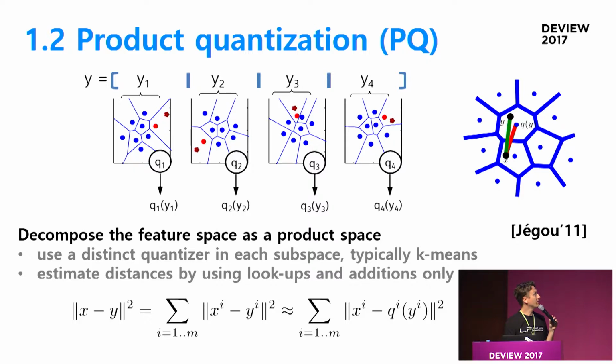So for instance, if I have 256 centroids, I can encode the subvector on 8 bits. And so you can estimate the distance between a query X and a database vector Y as a sum of the distances between the subvectors, which can be approximated by the sum of the distances between the query subvector and the quantized database item. Note here that we don't need to quantize the query itself, which results in higher accuracy.